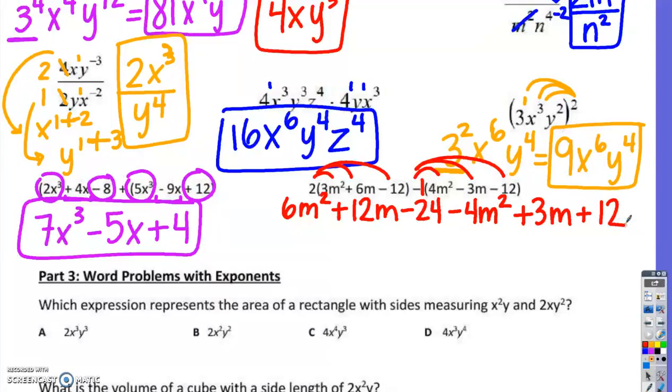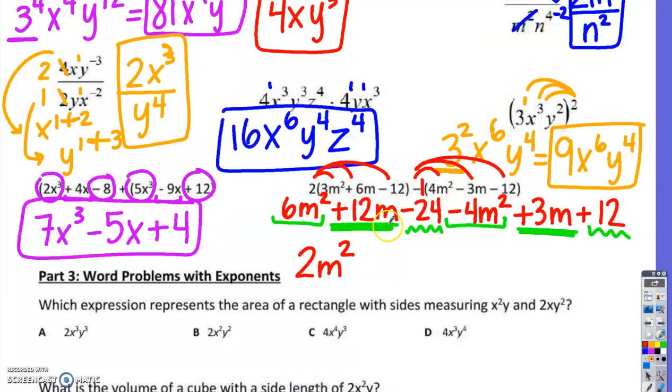Now we're not done, because we still need to combine like terms. So circle, highlight, do whatever you've got to do. I have some m squareds there, some m squareds there, some regular m's right here, some more regular m's right here, and then I have my whole numbers. So let's see what these things are going to add up to. 6m squared and -4m squared. Again, don't forget to include the sign with it. That's going to give me a total of 2m squared.